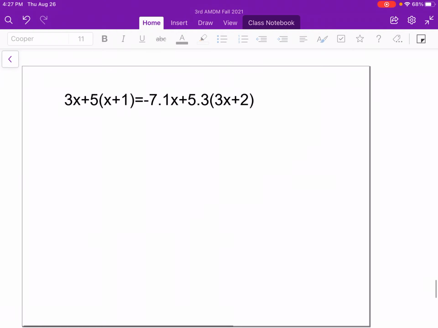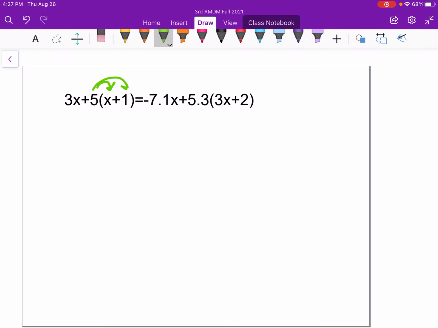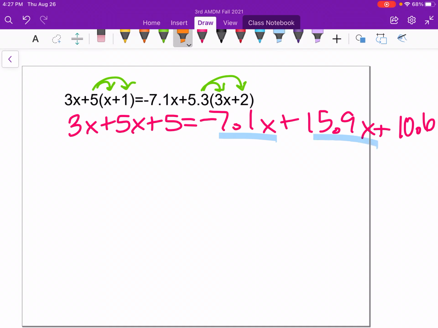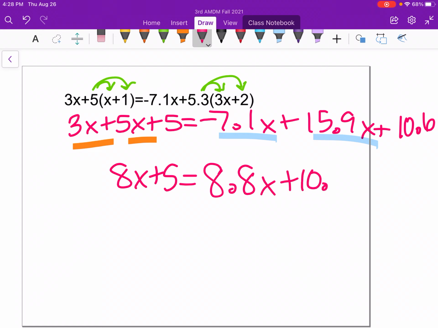And I have one more example. Start out by distributing my 5 and my 5.3. So I have 3x plus 5x plus 5 equals negative 7.1x plus 5.3 times 3 is 15.9 plus 5.3 times 2 is 10.6. I'm going to combine my like terms that are already on the same side. So I have 8x plus 5 equals negative 7.1 plus 15.9 is 8.8x plus 10.6.